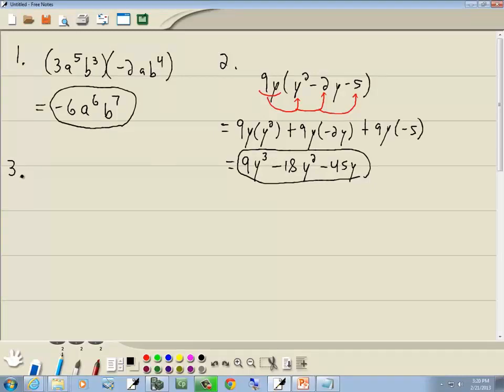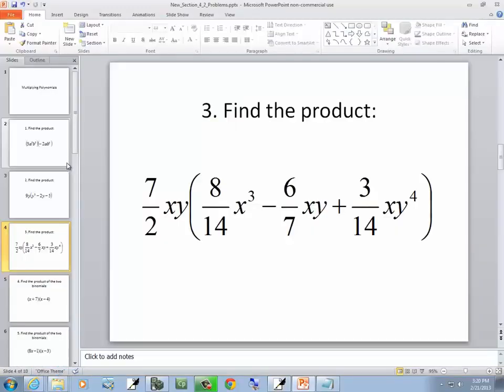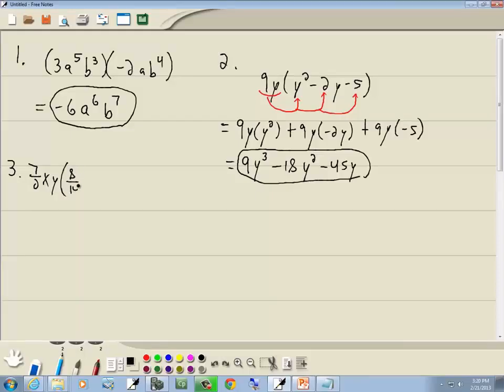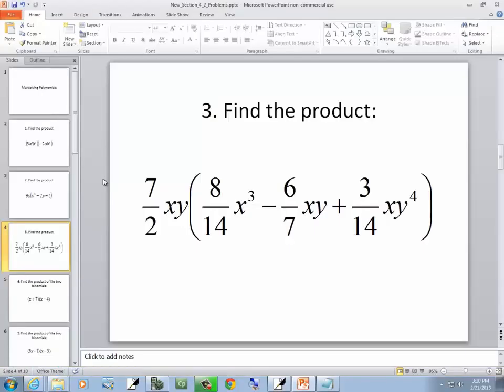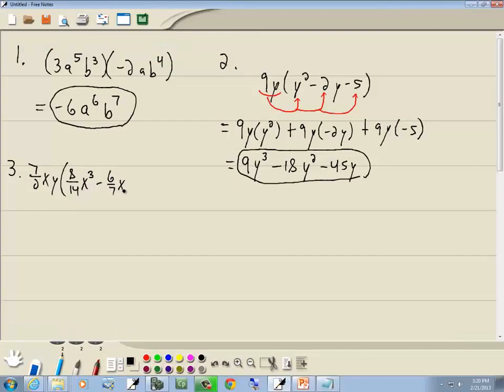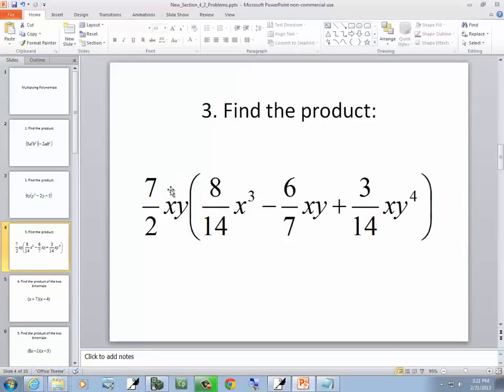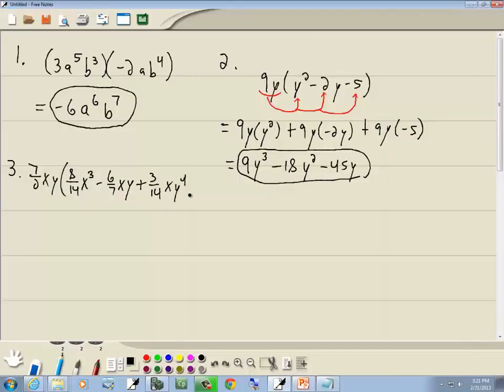Let's look at one with fractions. We got 7/2 xy times 8/14 x to the 3rd minus 6/7 xy plus 3/14 xy to the 4th. Now, even though they look pretty nasty, we have a single term out in front, and we've got 3 terms inside. So we're going to take that 7/2 xy and multiply it times our first term, times our second term, and times our third term.